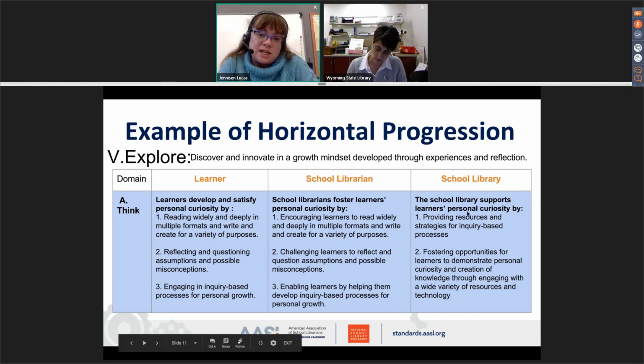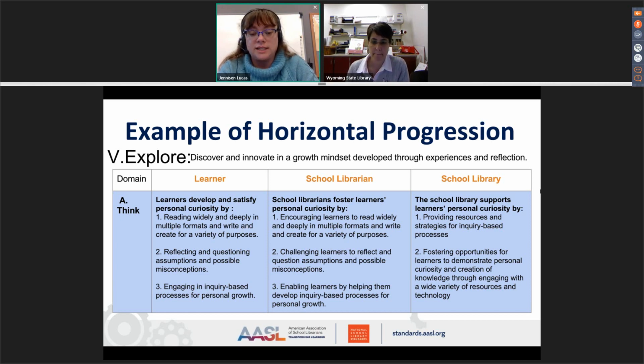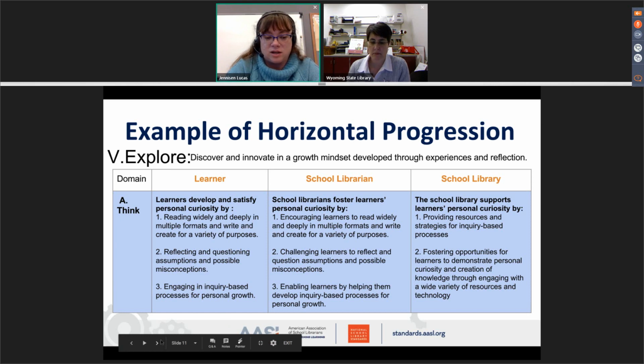And then if you go across the page to the school librarians, they foster learner personal curiosity by encouraging learners to read widely and deeply in multiple formats and write and create for a variety of purposes. So it ties directly to what the learner has to learn. And then going on to the school library, it supports learners' personal curiosity by providing resources and strategies for inquiry-based processes and fostering opportunities. So it's not necessarily one to one, because there's only two in the school library in here, but they all do go together, and it's very easy to see in this layout how they all go together.